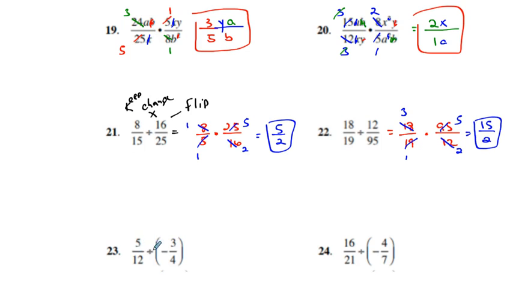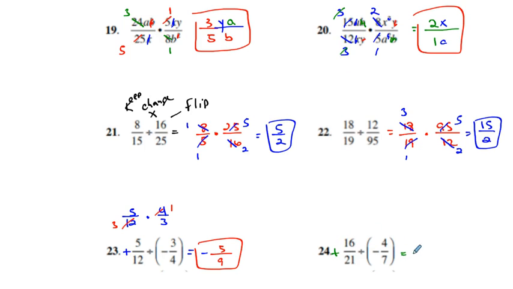Alright, number 23, positive divided by a negative, same rules as multiplication, so this is going to be a negative answer. So I'm going to do this one right on top here. So we got 5 over 12 times 4 over 3, and my answer is going to be negative because a positive divided by a negative is a negative. Simplify as much as you can. 4 and 12 becomes 1 and 3. 5 times 1 is 5. 3 times 3 is 9. Negative 5 ninths.